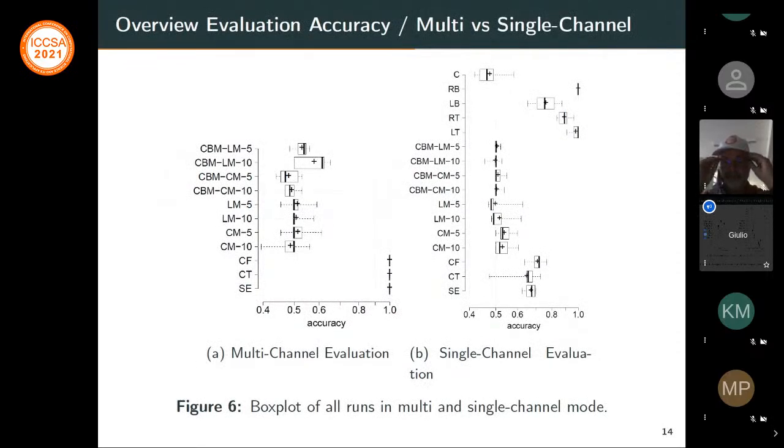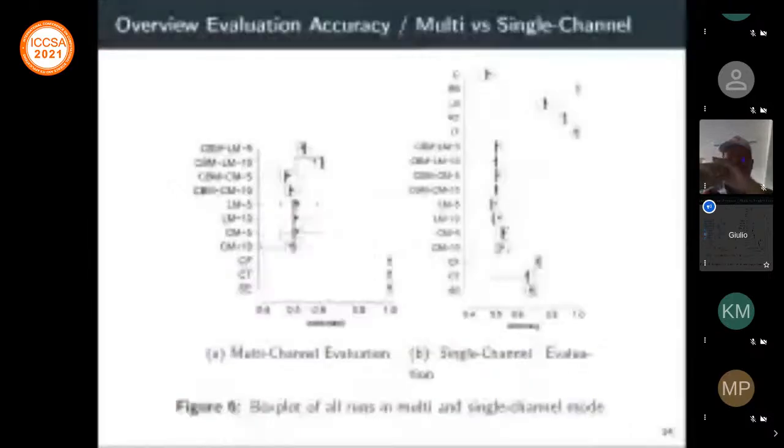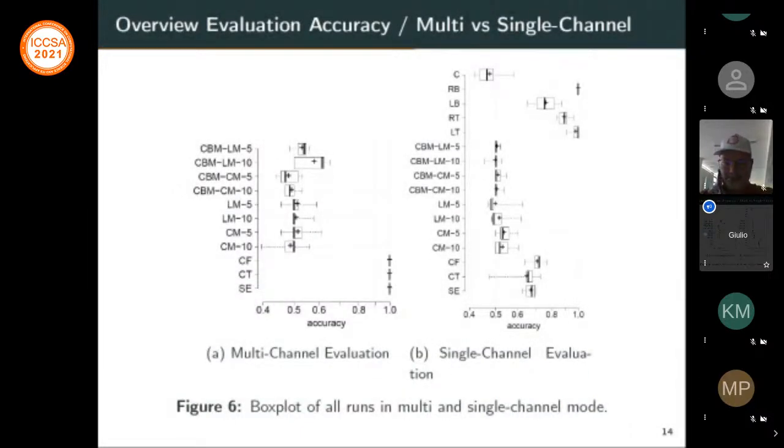Here we see the evaluation accuracies from all 25 runs, as shown in the box plot. First, we look at the multi-channel evaluation. Here we can see that the best results are achieved using the center 5, center 10, and the spiral 8 patch selection modes with accuracies of 100%. And the modes where we use the lines and the columns didn't work as well.